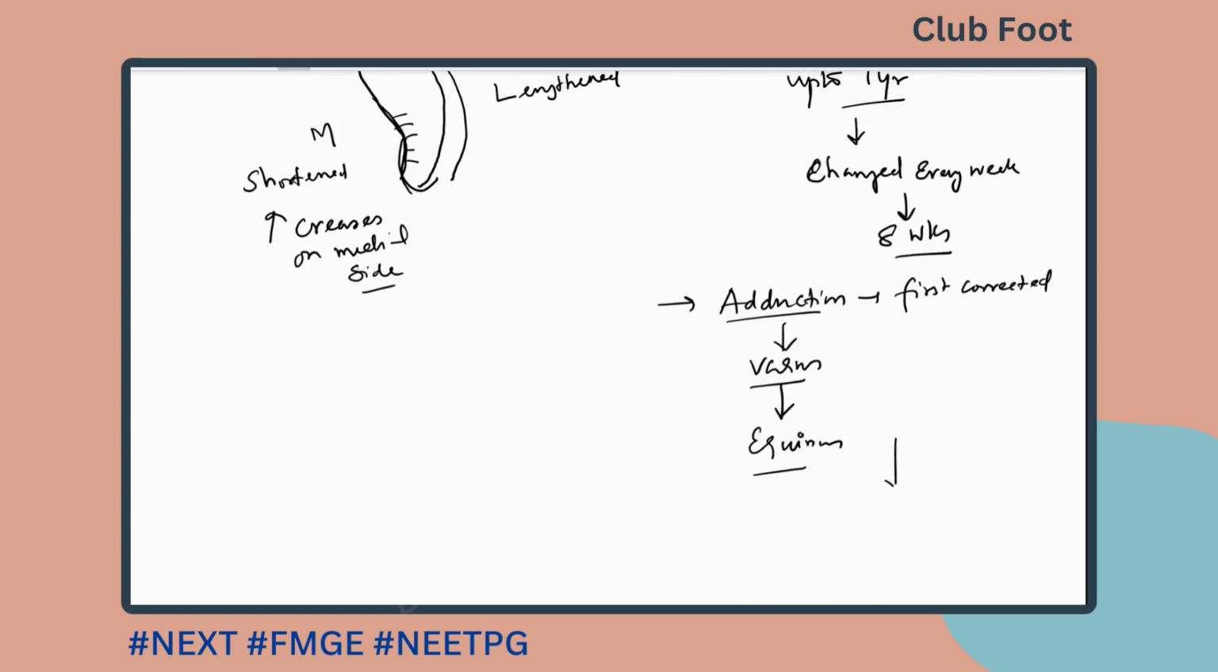After you correct the child's foot, the deformity should not recur. So you put the child in a splint called the Dennis Brown splint. Okay, Dennis Brown splint.